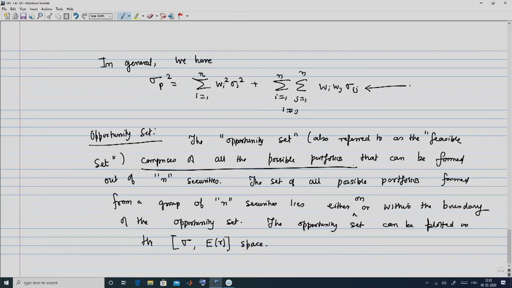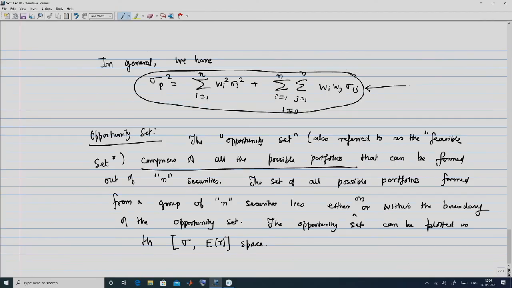So, just to do a recap of the opportunity set, I have made two observations. The first is that the opportunity set, which is sometimes called the feasible set, comprises of all the possible portfolios that can be formed out of the n securities. Essentially this means that if you have n number of securities, you can choose different combinations of weights for each of those securities in the portfolio, of course, provided that the sum of the weights is always equal to 1. So, that means it is going to be a combination of some w 1 through w n such that summation of w I, I equal to 1 to n, is equal to 1. This effectively gives infinitely many different possibilities of such portfolios, and the collection of all these portfolios is what is known as the feasible set.